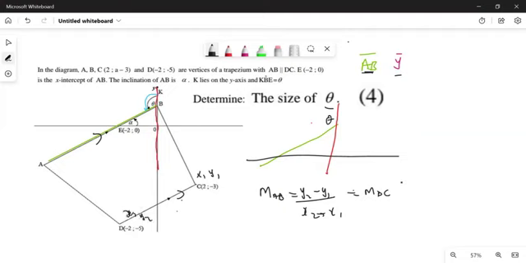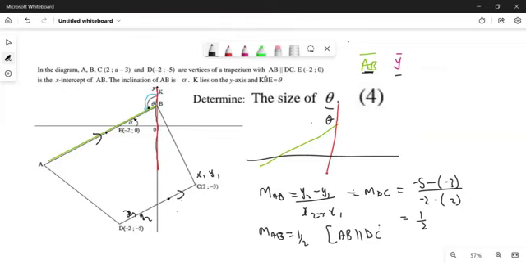If we do the substitution, you are going to get minus 5, minus open bracket, minus 3, all over minus 2, minus open bracket, 2. Then you type this in your calculator. What did you get? You get 1 all over 2. So the m of AB is equal to 1 all over 2, because we know that AB is parallel to DC.